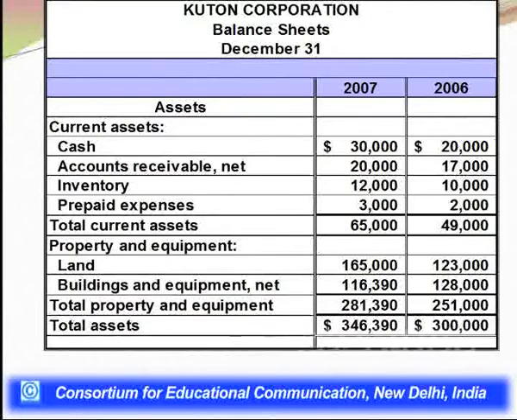The next is building and equipment. Building was 1,28,000 and now it is 1,16,390. Then if you have a look at the total column for property and equipment, it is 251,000 for the year 2006 and 281,390. I am putting the cursor so that you could catch the value I am referring to.